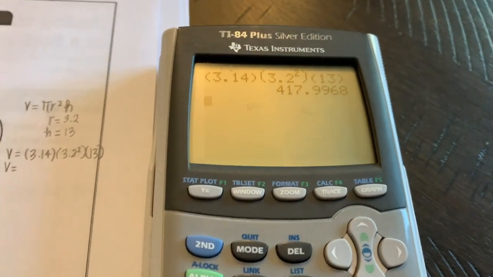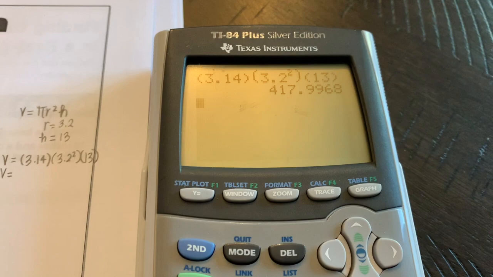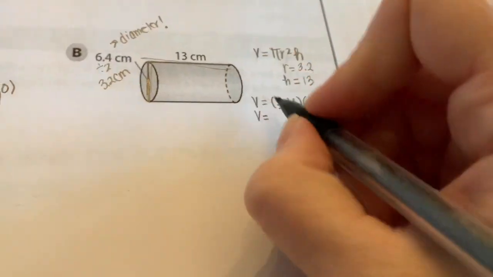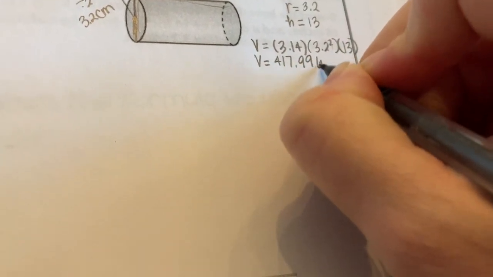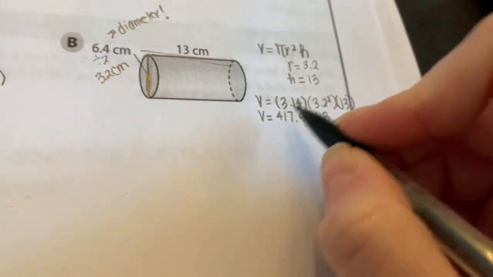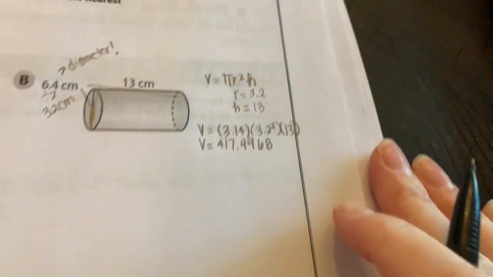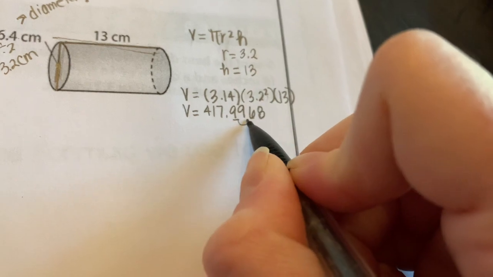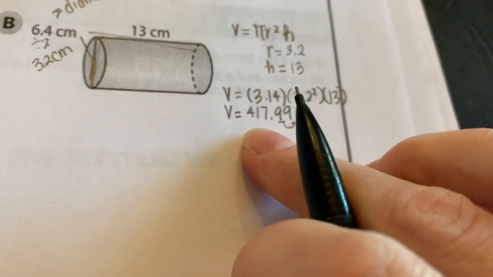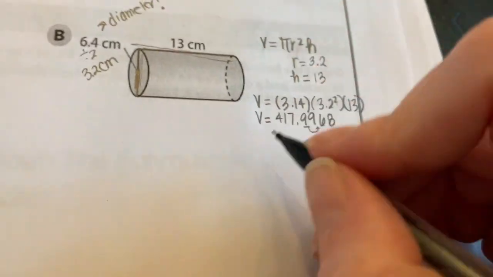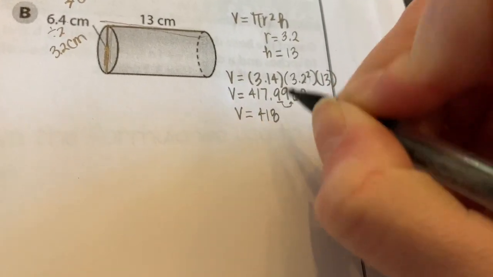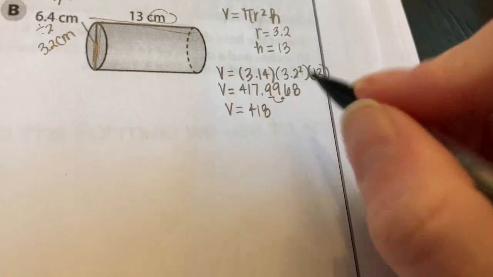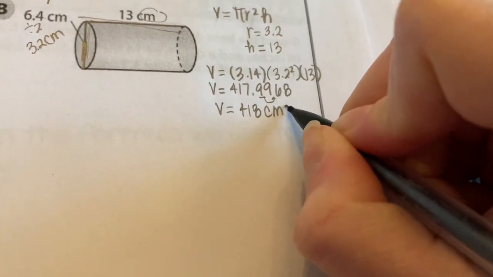And we get 417.9968. I'm going to write the whole thing out first, and then I will round it. So it's 417.9968, and they asked us to round to the nearest tenth. So that's here. If I'm rounding to the nearest tenth, that's going to change into a 10. So I'm going to actually end up having a whole number here, which would be 418. Look for your units, centimeters cubed.